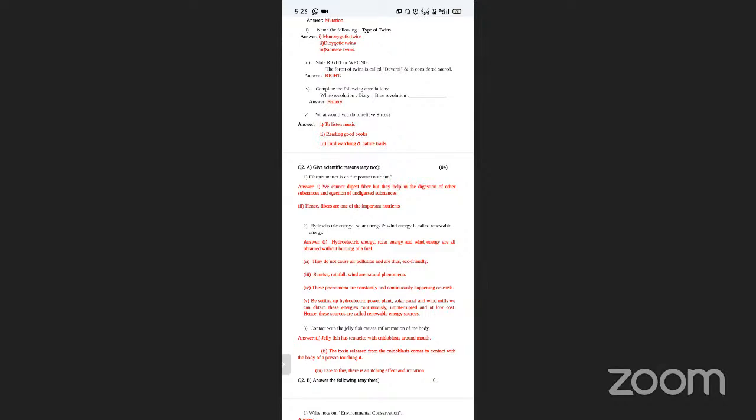We are not able to digest the fiber, but these fibers help us in digesting the other substances. And egestion means the removal of the waste from the body, the undigested substance can also be removed from the body with the help of these fibers. So the fibrous matter is an important nutrient. Isn't it simple? Just a 2 points answer. The first point, we cannot digest fiber, but they help in the digestion of other substances and egestion of undigested substances. Second point, hence, fibers are one of the important nutrients. So this is for 2 marks.